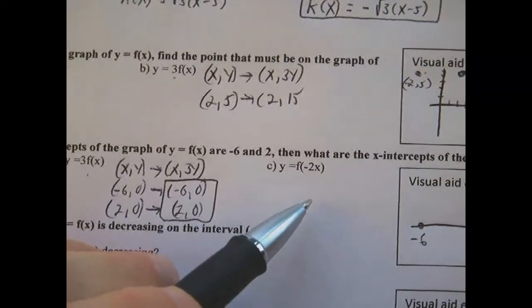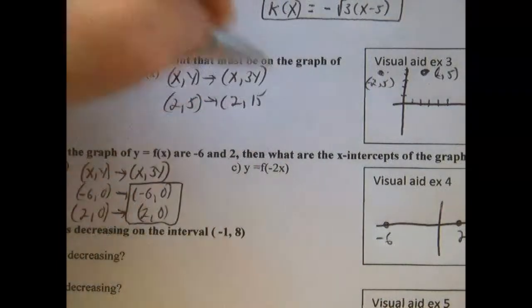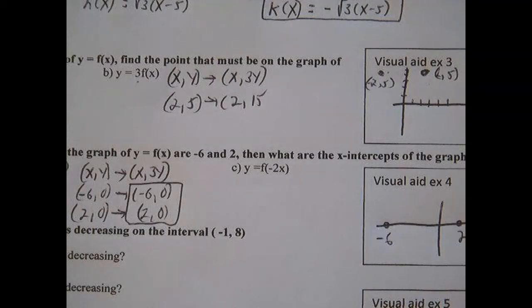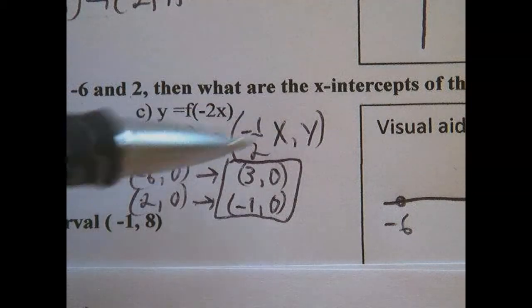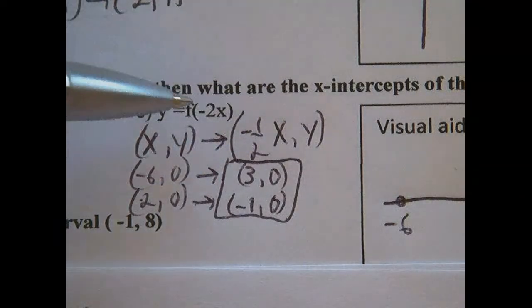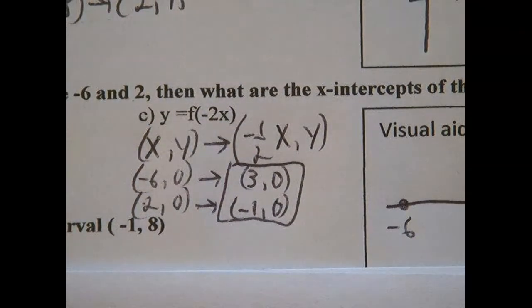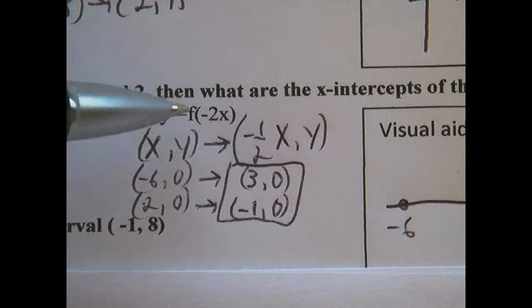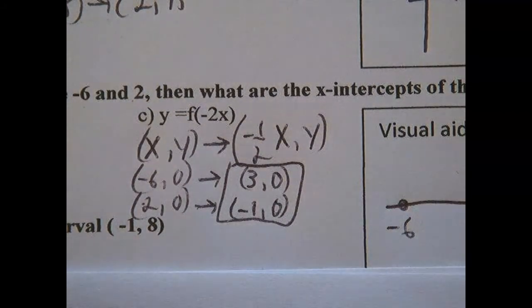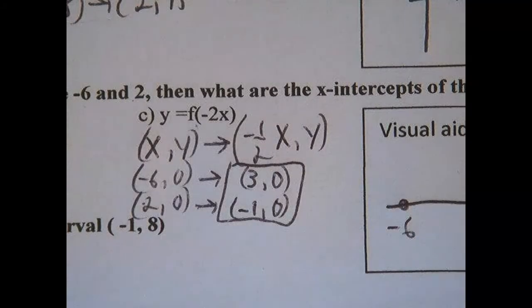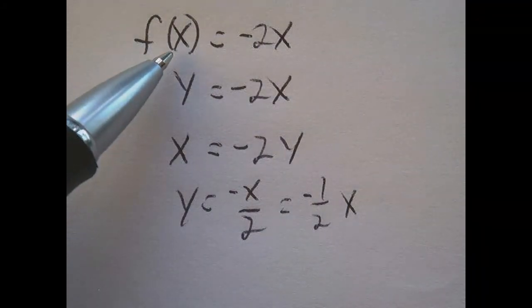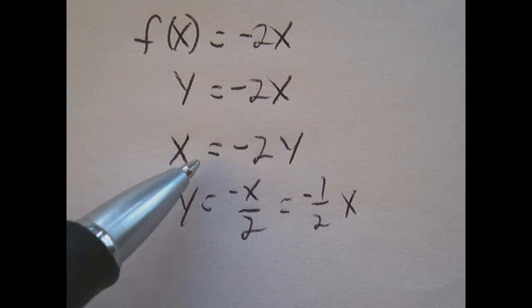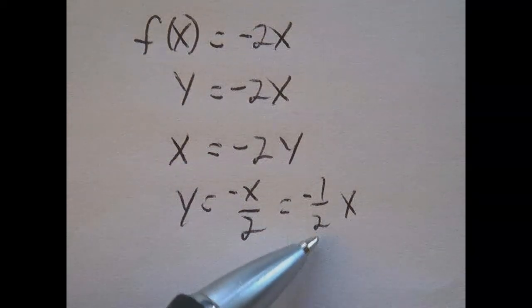What about inside here? I'm going to pause it and let you try to figure that out. Okay, so here it is. The transformation rule will go to negative 1/2 x, y. The y doesn't change because we're talking about just something happening on the inside. And by the way, if you're wondering how to get that negative 1/2 x, or why don't we make it positive, we're looking for the inverse of negative 2x. So if the function is f of x equals negative 2x, we switch x and y, solve for y, and that's where it came from right there.